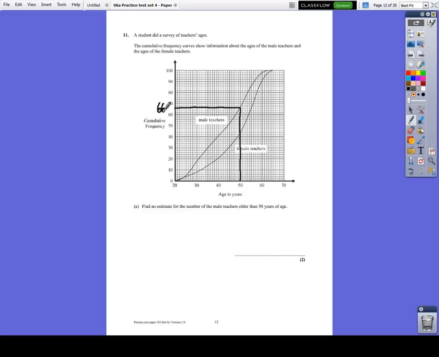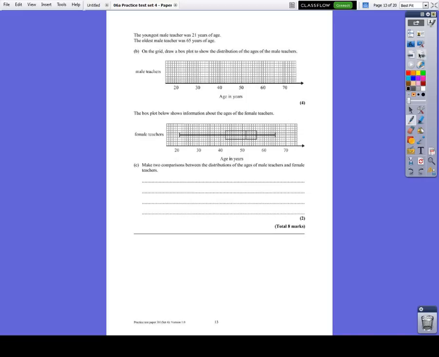Now that means there are 66 male teachers that are 50 or younger, so 50 or less. So we need to do 100 take away 66, which would be 34. The youngest male teacher is 21 and the oldest male teacher is 65. Draw a box plot for that.